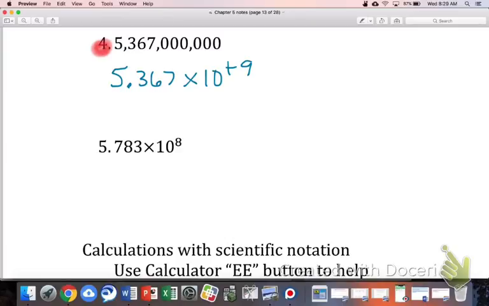What do you think, Ashton? It's a big number, yes. So a big number, when you put it into scientific notation, the 10 power should go up, not down. So 10 to the positive 9. Okay, and then number 5 was a little unique.